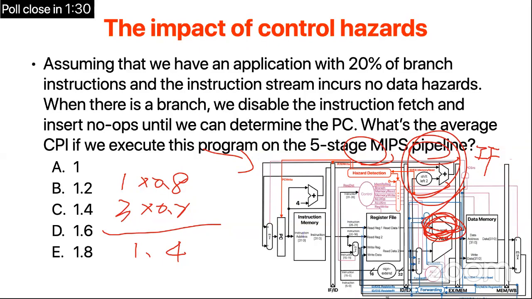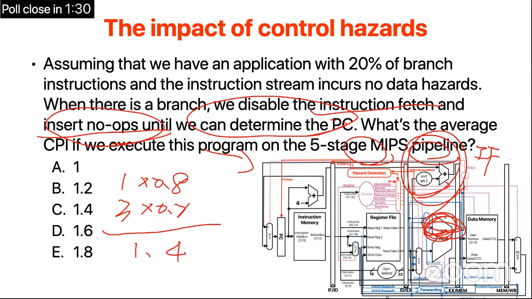Here, it says we insert no-ops until we can determine the PC, right? So it's a stall. We disable the instruction fetch and insert no-ops. That's the definition of a stall. So if we use the stall strategy for the branch instruction, then we need to stall the next instruction for 2 more cycles, because we don't know what the next instruction is yet. Okay, cool. Thank you.